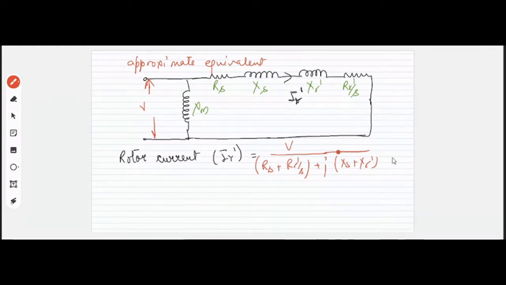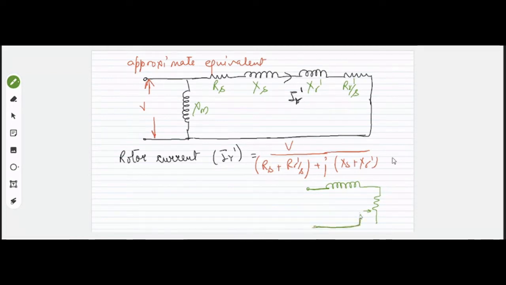Hopefully it is clear to you. Is this clear? Yes, sir. Right. Now, further, what we learned is that if we see the rotor side equivalent circuit, in the rotor side equivalent circuit, what we have is the reactance and the resistance, right?